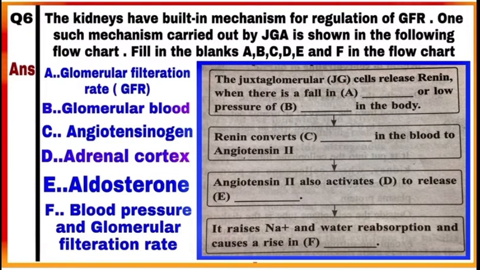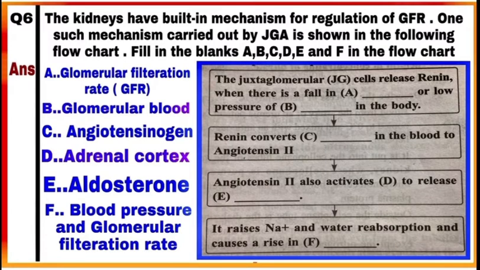Question 6. The kidneys have built-in mechanism for regulation of glomerular filtration rate or GFR. One such mechanism carried out by juxtaglomerular apparatus or JGA is shown in the following flow chart. Fill in the blanks A, B, C, D, E and F in the flow chart. Read the flow chart and fill the spaces.